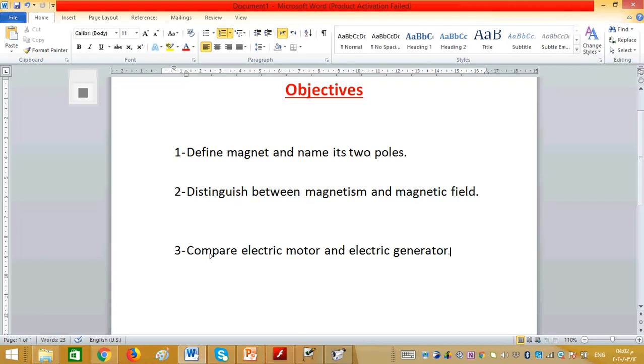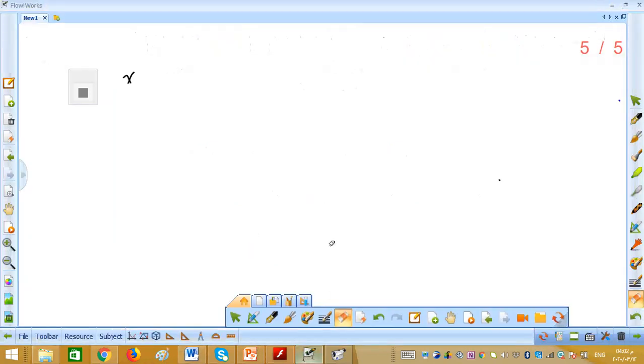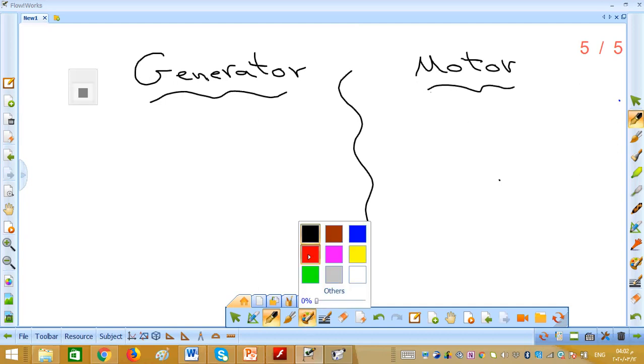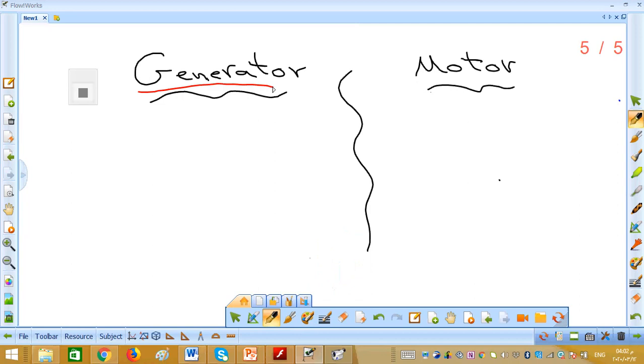So how can we compare between electric motor and electric generator? From its name, we know what its job is. So we have electric generator and electric motor. Its name, what? Generator. So it generates electricity.